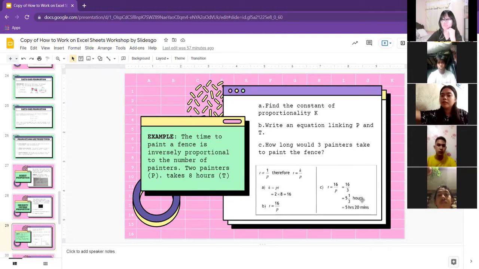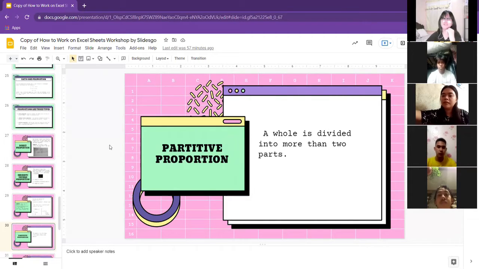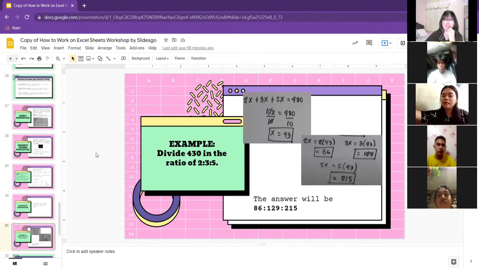So, ito na yung oras. Pero kapag sinimplify mo pa siya, ang makukuha mo is 5 hours and 20 minutes. The next one, the last one, is partitive proportion. A partitive proportion naman, ito naman, yung whole is divided into more than 2 parts. For example, divide 430 in the ratio of 2:3 and 5.